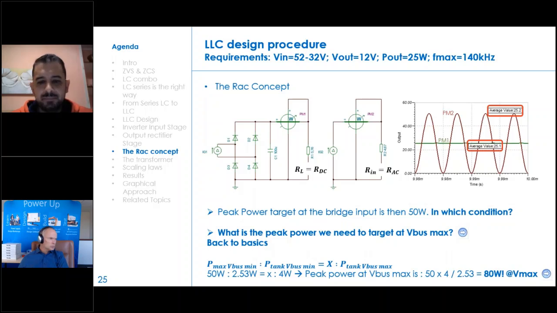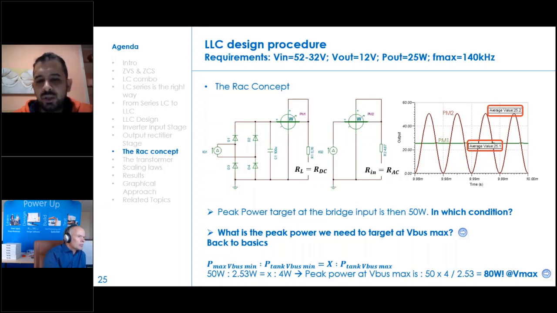So you can see that this comparison between these two circuits gives a very important information. First, that the DC power of both circuits measured at the output section is the same. Second, if we work with sinusoids, we need to target a peak power at the bridge input that is the double value of the one we were looking for in DC. So at the output, we have 25 watt DC. At the bridge input, we need to target 50 watt peak.